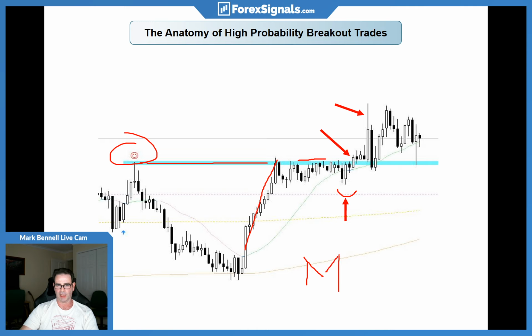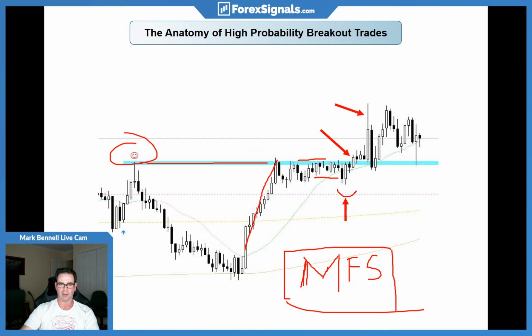And we've called this pattern here the MFS. We've lovingly called that after Shrewd Move, one of the members. The MFS. It's a shakeout, but it's kind of a middle finger shakeout. In other words, they're giving us the finger, aren't they? They're shaking us out. They're saying, take that.